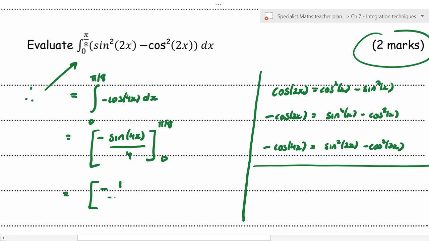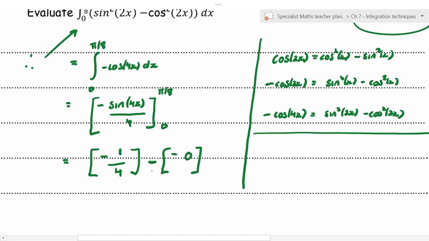The 4 didn't go anywhere. Okay, and then we're subtracting sine of 0. So that's 0, isn't it? So it doesn't really matter, does it? So in other words, the answer is simply minus 1/4.